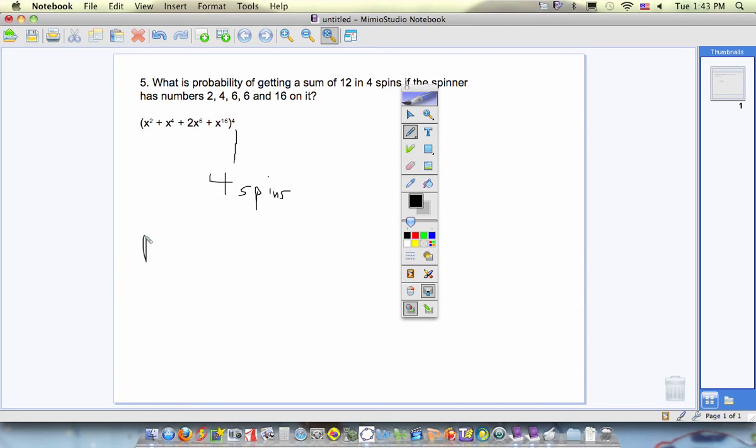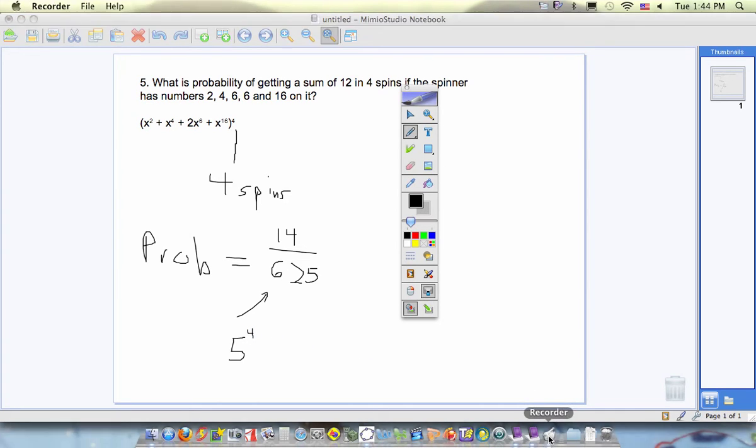So our probability would be 14, which is our coefficient of the x to the 12th, over 625. Okay, the 625 comes from the fact that there's 5 possible numbers you could get on each spin, a 2, a 4, a 6, another 6, or 16, and you're spinning that 4 times. So that's just counting the total number of ways to do that.